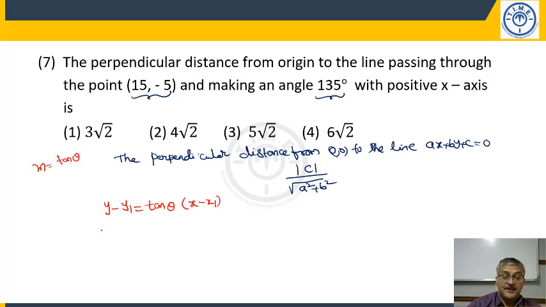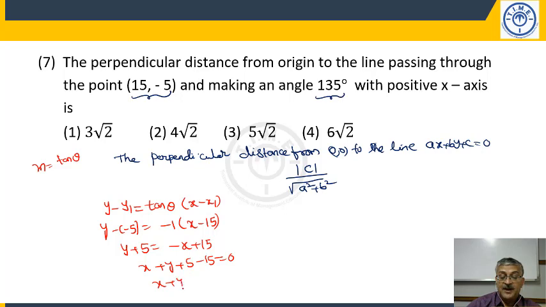So what is the point here? Y minus minus 5 is equal to tan 135. Tan 135 is minus 1. So this is minus 1 into x minus 15. So y plus 5 is equal to minus x plus 15. We take all these values to this side: x plus y plus 5 minus 15 is equal to 0. So x plus y minus 10 is equal to 0. This is the equation of the line.